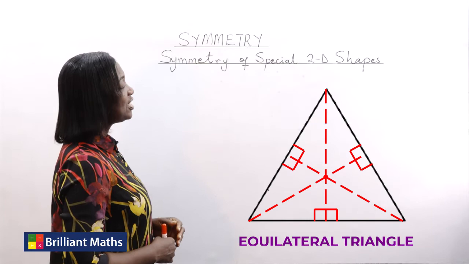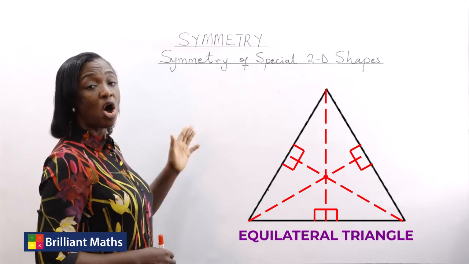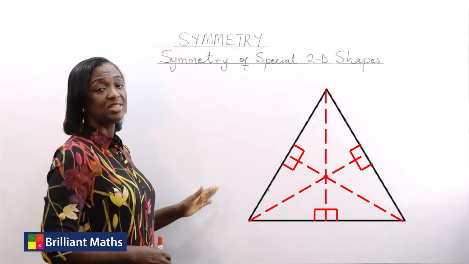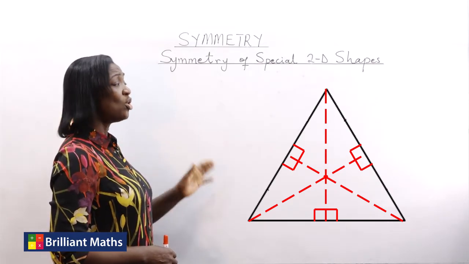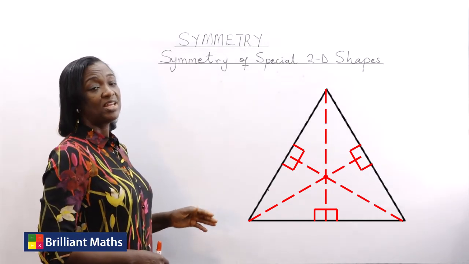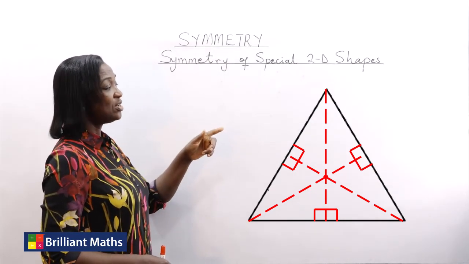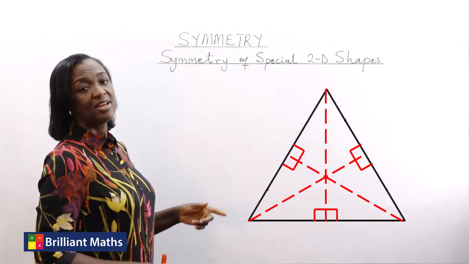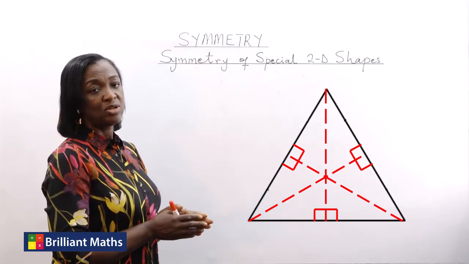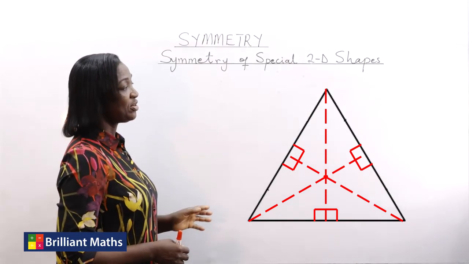Then look at the equilateral triangle on your screen. For an equilateral triangle, all the sides are equal and all the angles are equal to 60 degrees. So the equilateral triangle has three lines of symmetry. It has three axes of symmetry. Every line from every vertex to the other end divides the shape into two equal parts. So an equilateral triangle has three axes of symmetry.